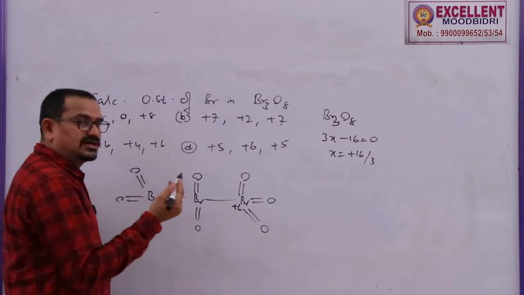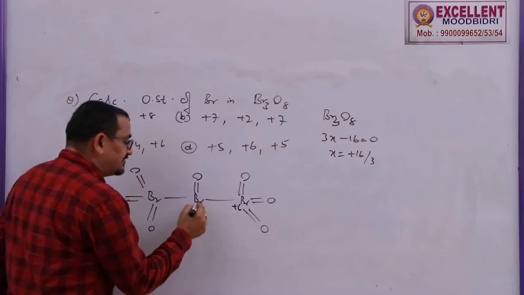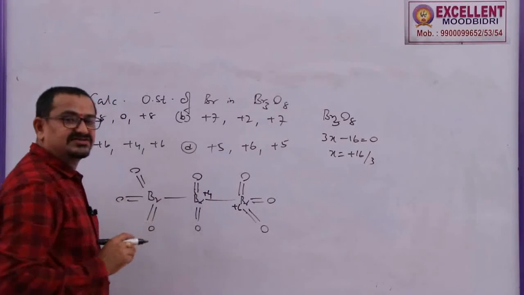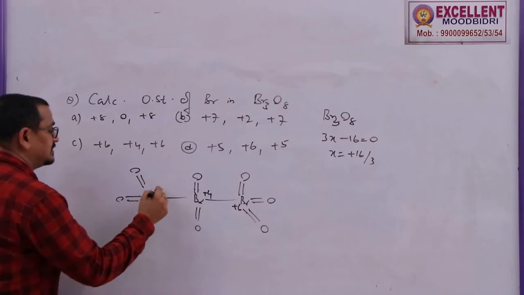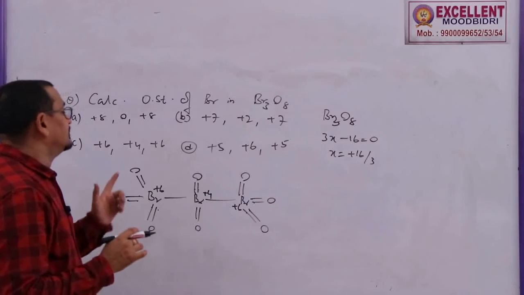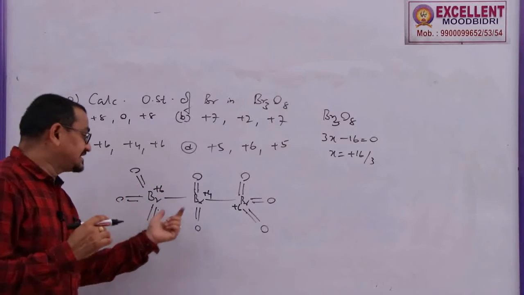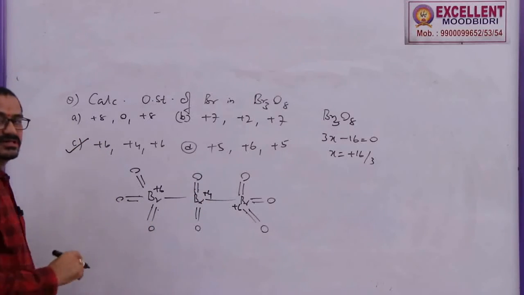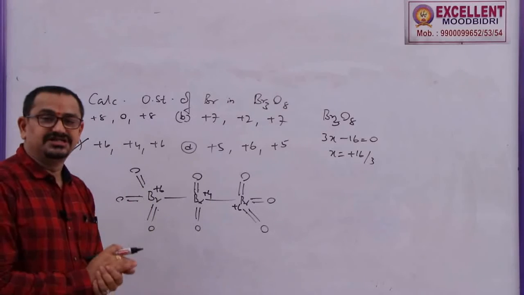Bromine and bromine are both of the same electronegativity. That's why this bond cannot be polarized. Again, the central bromine has 1, 2, 3, 4 bonds, so it is getting plus 4 oxidation state. Similarly, this one has 1, 2, 3, 4, 5, 6, plus 6. So the oxidation states of bromine in the given molecule are plus 6, plus 4 and plus 6. So which option? This is the option. So this is the method to find out sometimes the individual oxidation numbers, right?